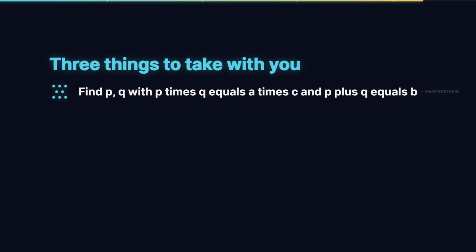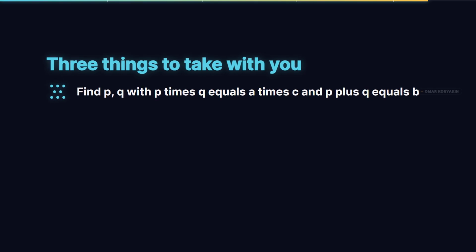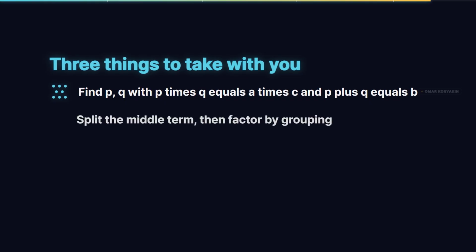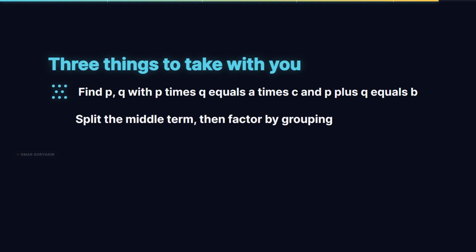Compute a times c first, then apply the same factor pair search you used in the simpler trinomial case. Once the pair is found, use it to split the middle term. The trinomial becomes a 4-term polynomial, and you finish with factoring by grouping from the previous lesson. 2 techniques in series, no new mechanics.